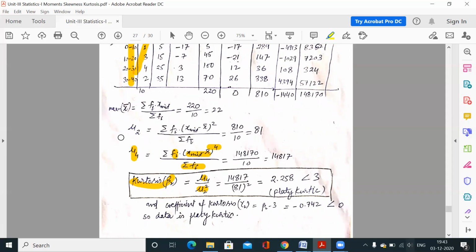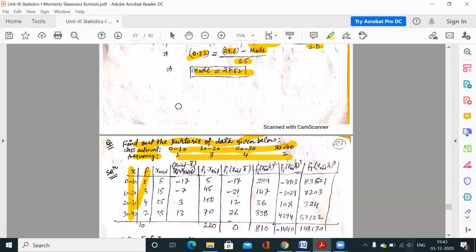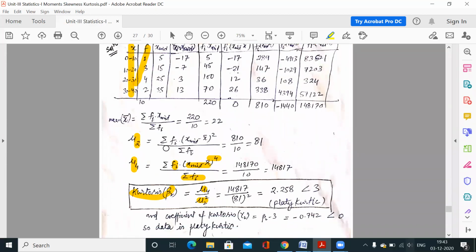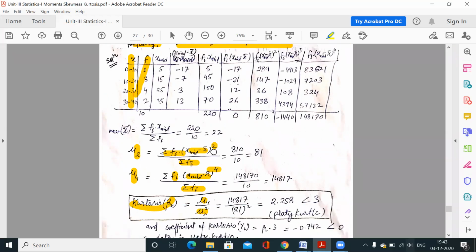Similarly, we need mu2 also. And what is mu2 for a continuous distribution? It is summation Fi (x mid minus x bar) to the power 2 divided by summation Fi. So we need these two calculations for beta 2 to calculate the kurtosis. Now for these formulas we need x bar. So first we need to calculate x bar, which is the arithmetic mean.